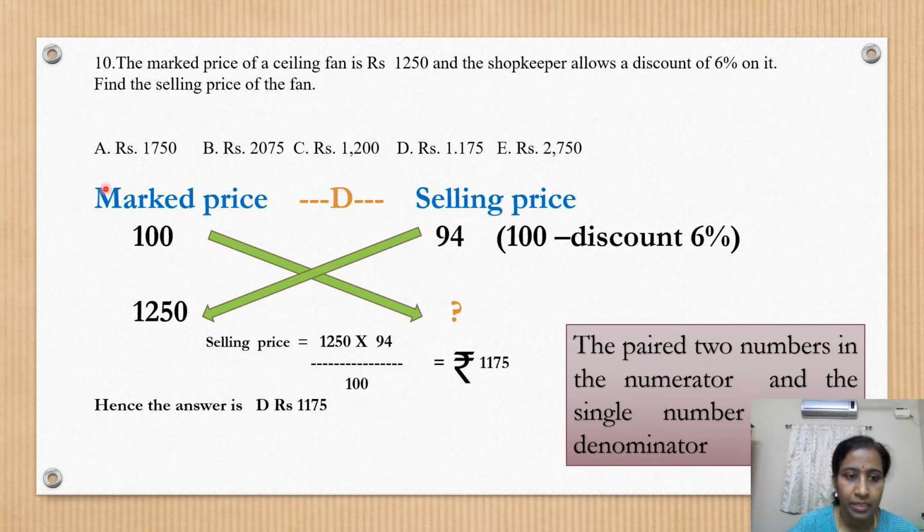So marked price, I assume it to be 100. Selling price is 94. Why 94? 100 minus discount 6%. So it is 94. Now this is direct. So I put an X in between the two connected numbers on top and one single number below. So I get the answer as 1175. So one thing you must remember is if it is discount you subtract, if it is profit you add, if it is loss you subtract, and if it is tax, income tax you add, if it is GST also you add.